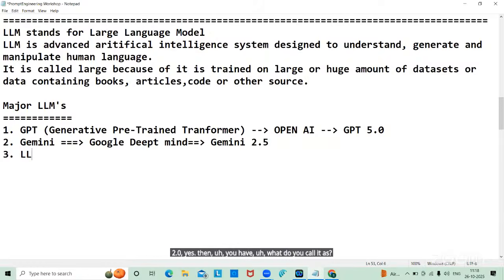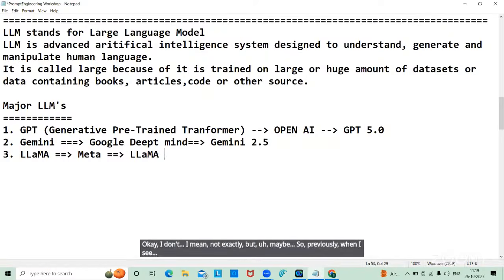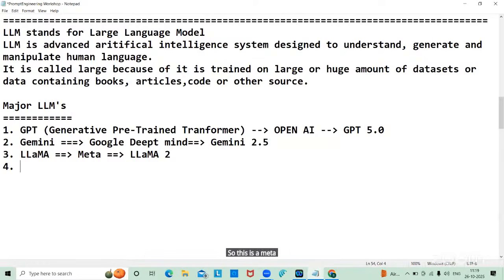Then you have Llama, right? So this is one more, an LLM model provided by Meta. The current version might be two, not exactly, but maybe. Previously when I saw, it might be two. So this is Meta, Facebook.